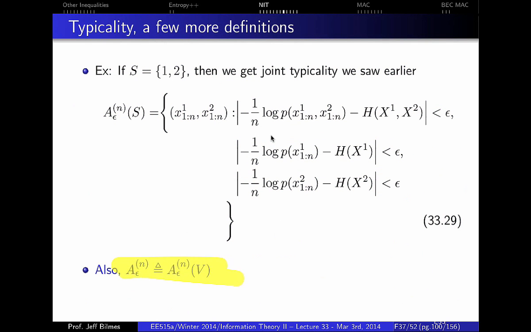Notationally, we're going to say that the typical set A sub epsilon super n is equal to the typical set with argument V. So all m elements of that vector are being utilized.